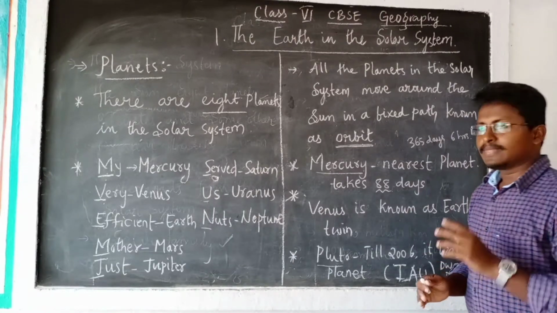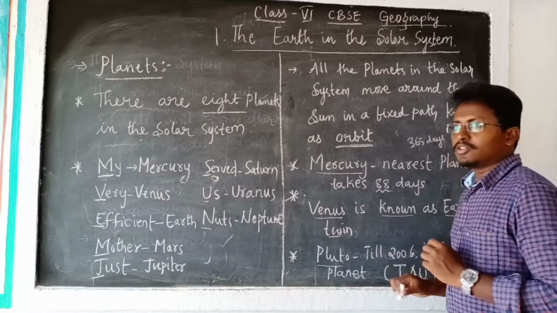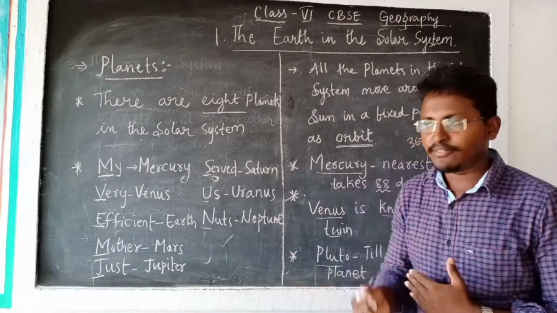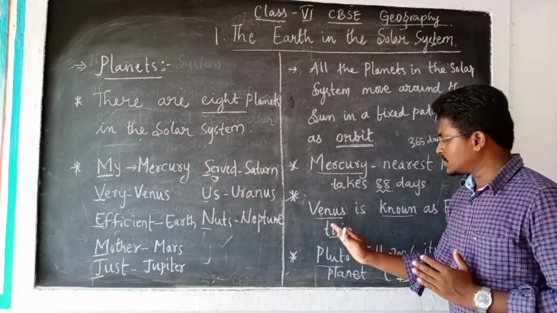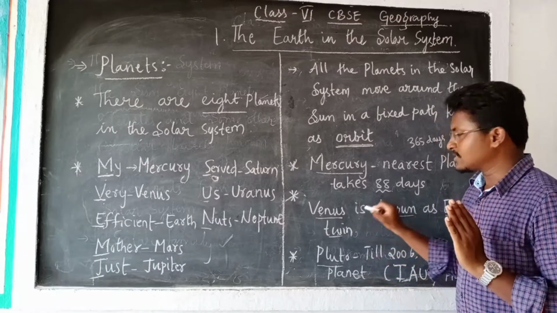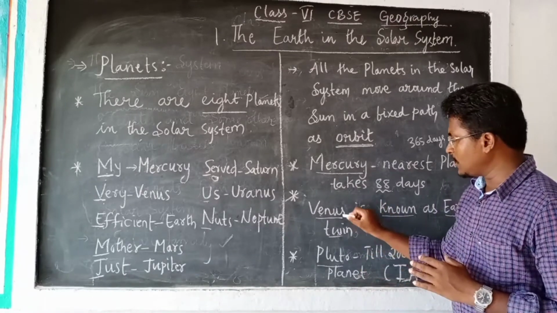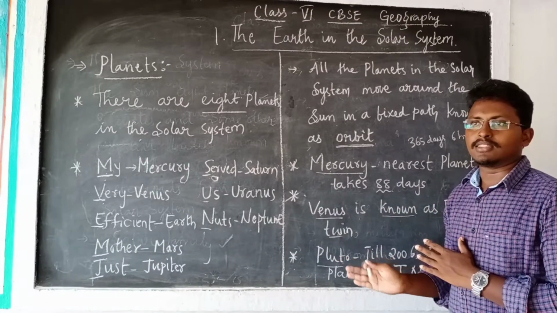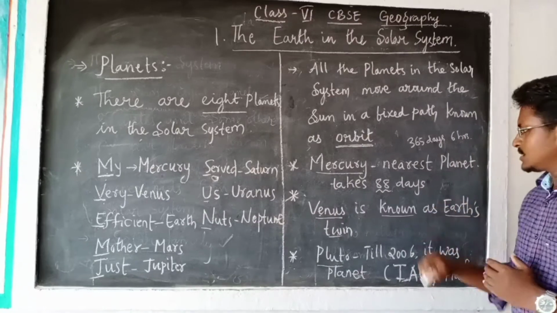Next, Venus is known as the Earth's twin. You all know how twins look. They look almost similar to each other, right? In the same way, Venus, the second planet, is considered Earth's twin. Why it is considered Earth's twin is because the size, the appearance, the look, everything almost looks similar to the Earth. That is the reason why Venus is known as the Earth's twin.